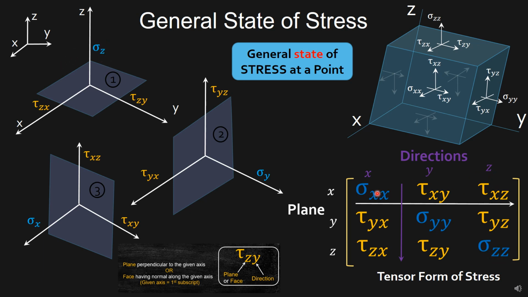And this whole matrix form is known as the tensor form of stress. Tensor is another concept, so I will cover it with the help of another video. And stress is a second order tensor. So we'll see what a tensor is and why stress is known as a second order tensor.